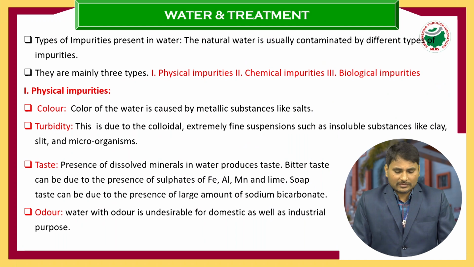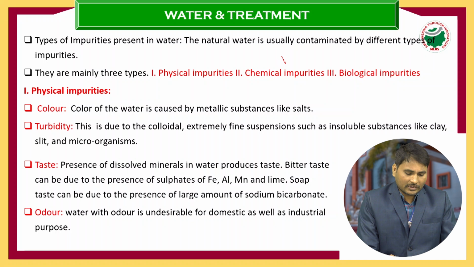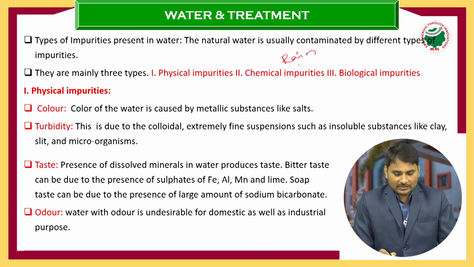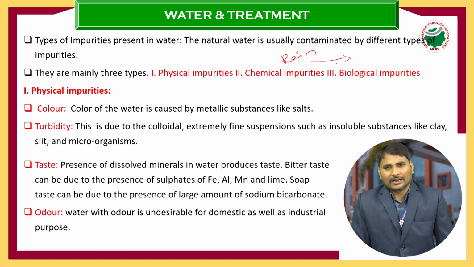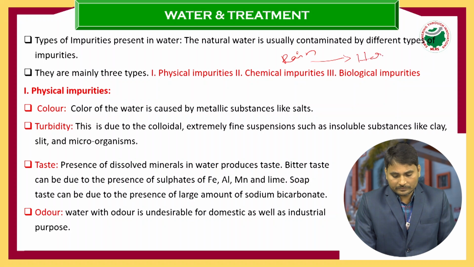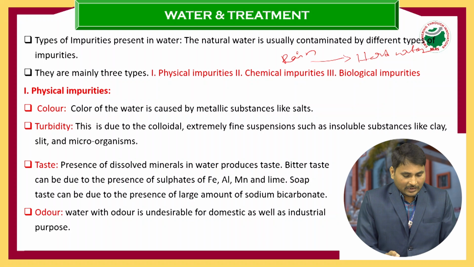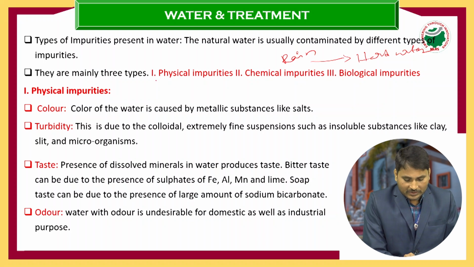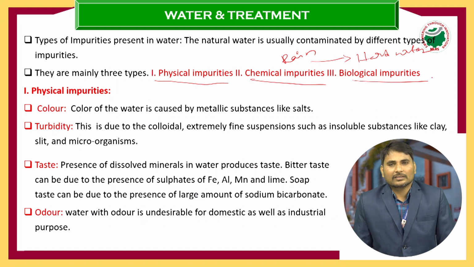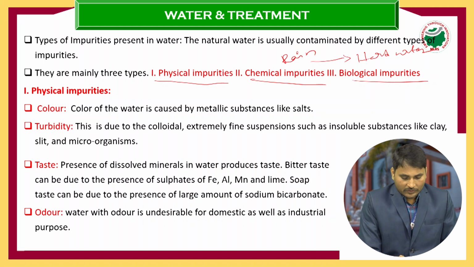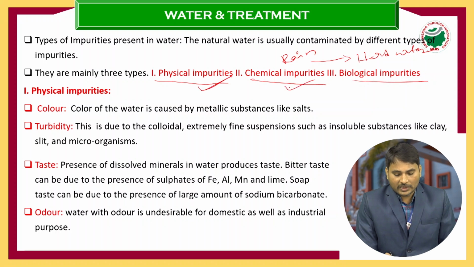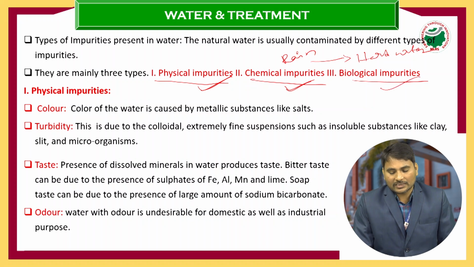As you all know, rainwater is pure water. But when rainwater, the soft water, touches the earth, it converts into hard water. How does that soft water convert into hard water? To understand that, here we mainly talk about three types of impurities. One is physical impurities. The second is chemical impurities. The third is biological impurities.